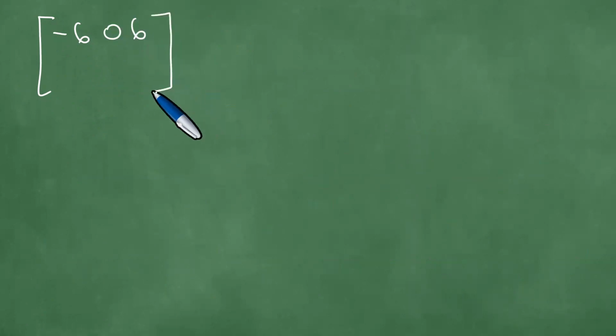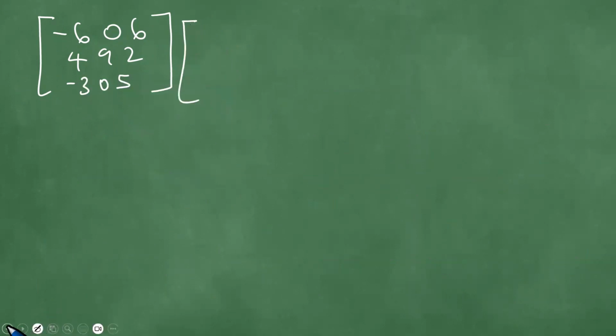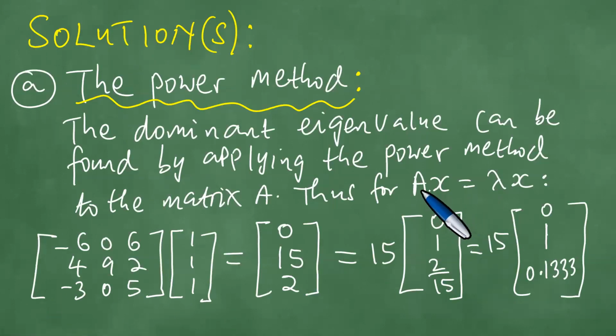So we take the matrix A, still with the entries minus 6, 0, 6, 4, 9, 2, minus 3, 0, 5. We multiply it by the vector x in the eigenvalue problem equation. So we take the vector 0, 1, 0.1333.